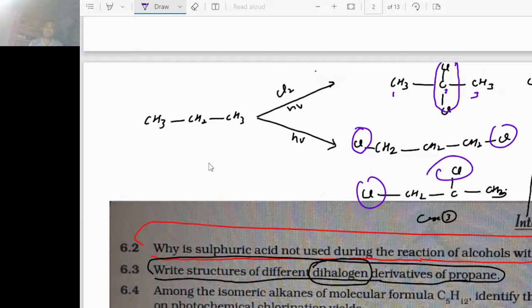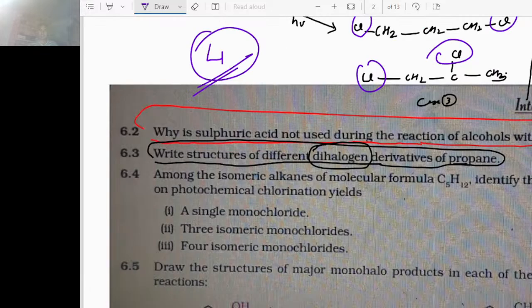So total derivatives possible, student? That is 4, right? So this is all about the answer, student. Now what can we do next, student? So question number 4, let's see question number 4.